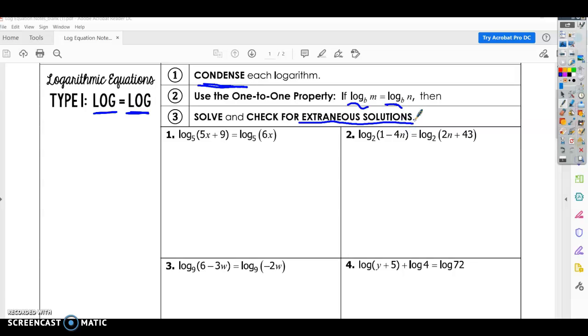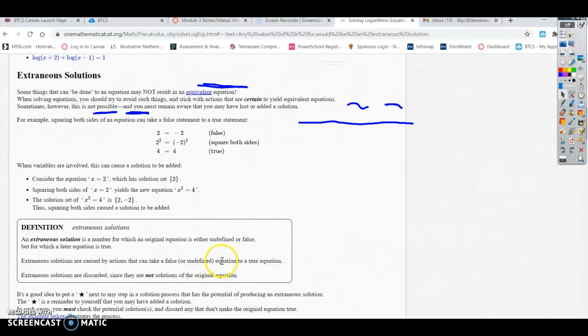Okay, extraneous solutions is something we talked about back with rational and radical equations, and they sometimes show up with logarithmic equations as well. So before we get started, I would take a minute, and in your notes section, there is a link that takes you to this where it talks about extraneous solutions and what they are and where they come from, and it's just kind of good to review that.